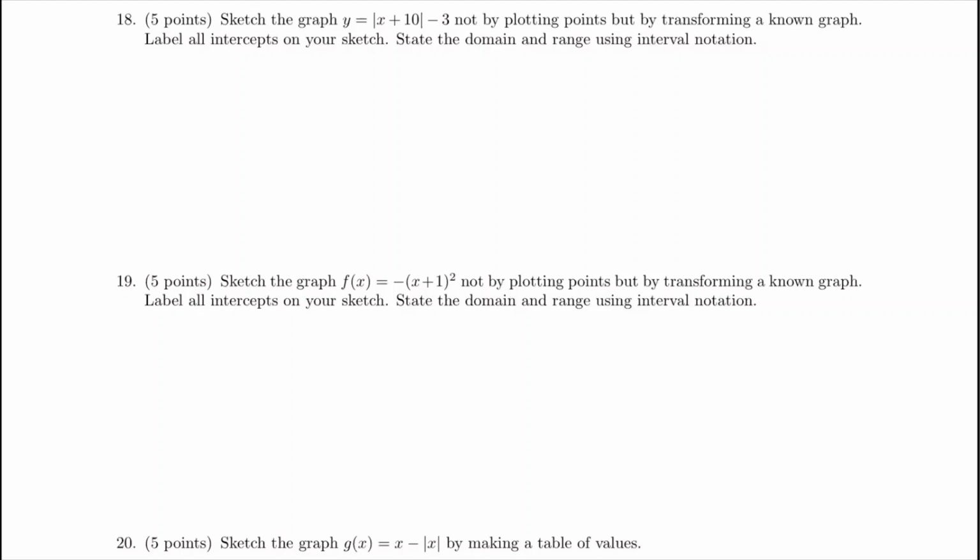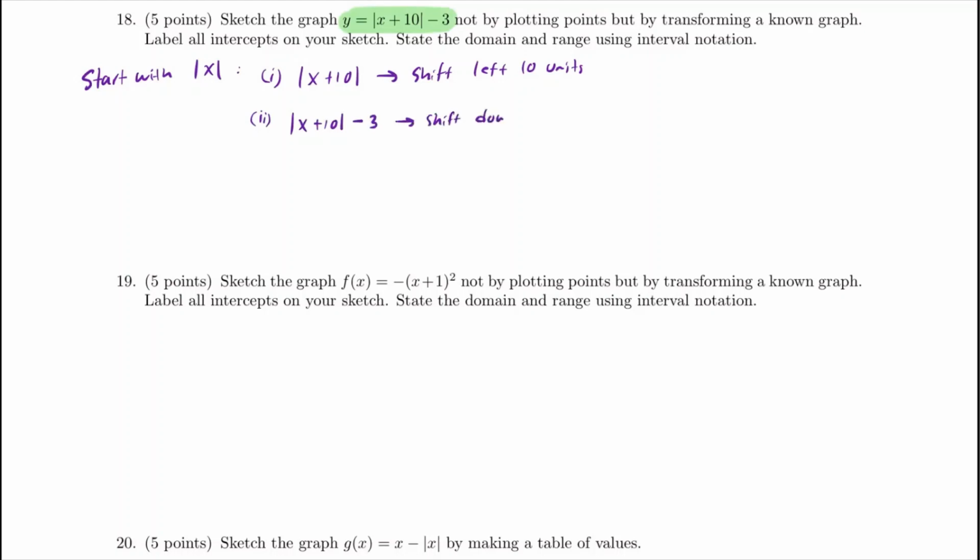Now let's continue with number 18. So we want to sketch this equation by using transformations of function. So first thing we're going to do is find our basic function. So we're going to start with the graph of absolute value of x. And then it'll go through two transformations. So we're going to apply this one, absolute value of x plus 10, which means we're going to shift left 10 units. And then the second transformation is the -3. So we'll have absolute value of x plus 10. And we're going to do -3 to that. And this will shift down 3 units.